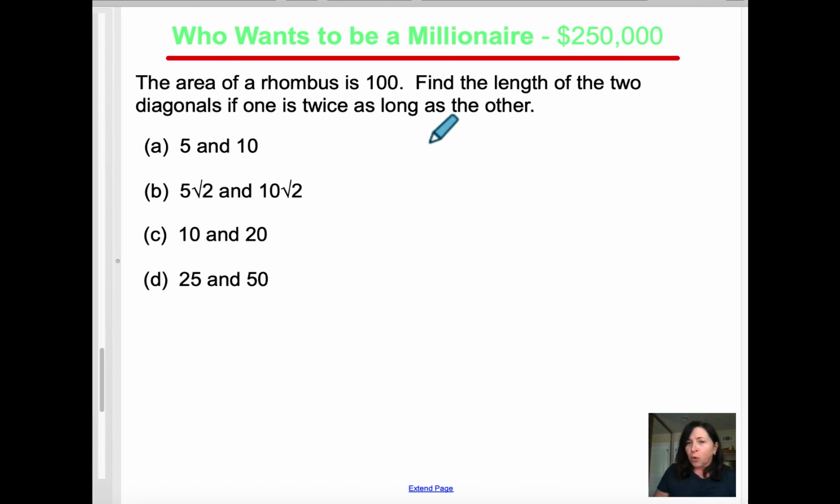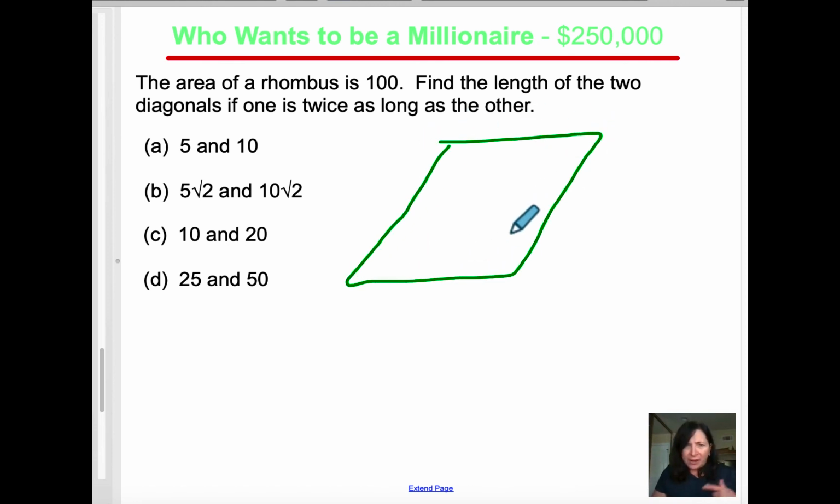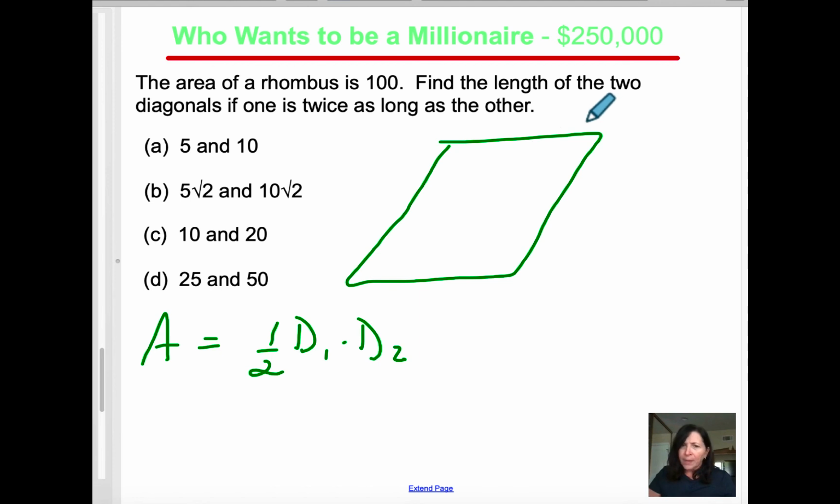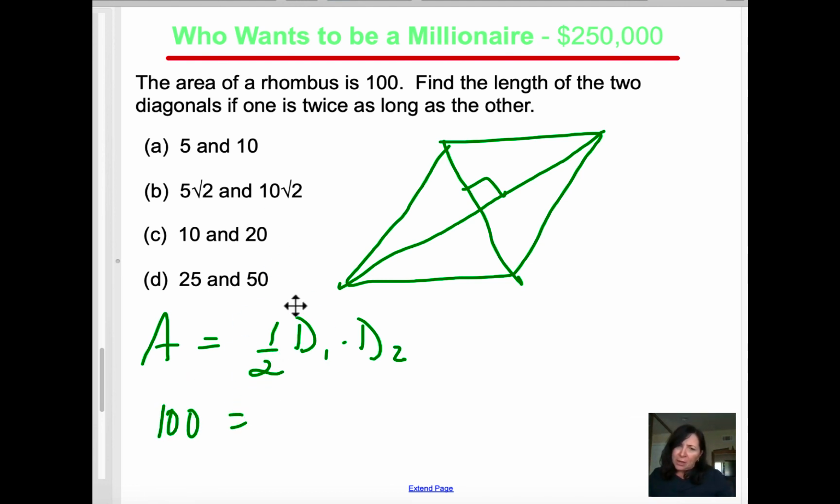Find the area of a rhombus. Now I gave you the formula for that. A rhombus has 4 sides that are congruent, and it's telling me that the area of my rhombus is 100. So remember the formula. The area is 1/2 the first diagonal times the second diagonal. So if I drew in my diagonals like this, then what I have is the area, which is 100, equals 1/2 the first diagonal.